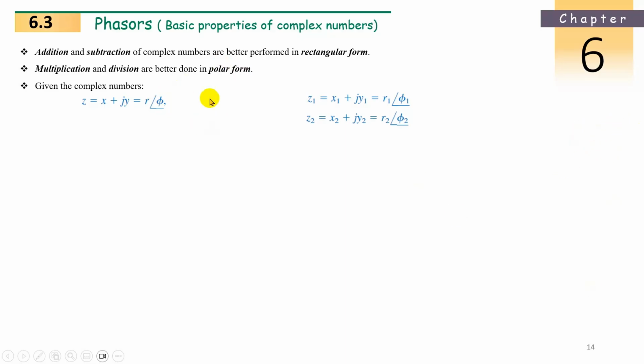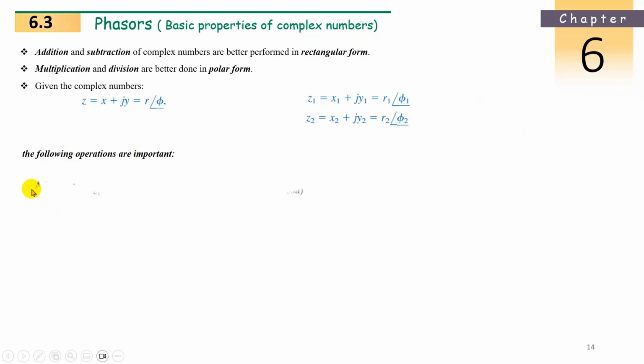As I said, for addition and subtraction I use rectangular form, so x1 plus jy1 and x2 plus jy2. Addition is direct: x1 plus x2 with y1 plus y2, or x1 minus x2 and y1 minus y2. Don't do addition and subtraction within the polar form. R1 plus R2, phi1 minus phi2, it will not work. Convert it into rectangular form, then add directly: x1 plus x2, y1 plus y2, or x1 minus x2, y1 minus y2.